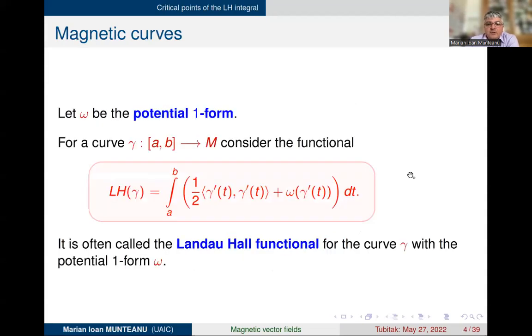Everybody knows this. Okay, and now in order to obtain magnetic curves, we make a perturbation of the kinetic energy. This part comes from the kinetic energy, and we add a potential. What does it mean? We are working with a potential one-form called omega, and this will be applied to the velocity, gamma prime. This new functional is called the Landau-Hall functional. We will make the variation of the curve and consider the first variation, so the derivative of the Landau-Hall functional with respect to the variational parameter.